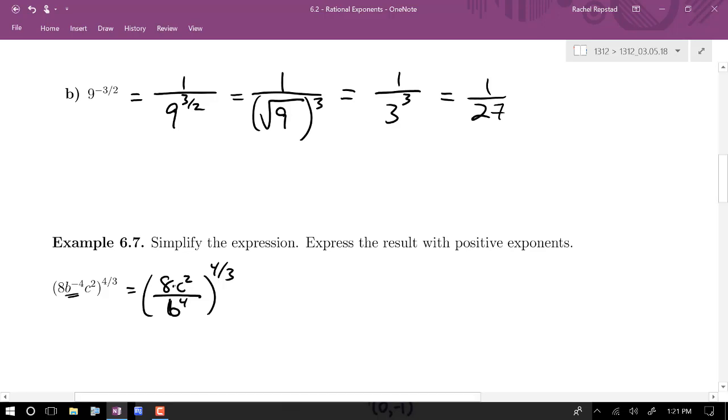But I'm going to distribute that exponent now. I've got 2 factors up top and 1 factor in the bottom. Each of those things are going to get that 4/3 power. We have 8 to the 4/3 times c squared to the 4/3 over b to the 4th to the 4/3.